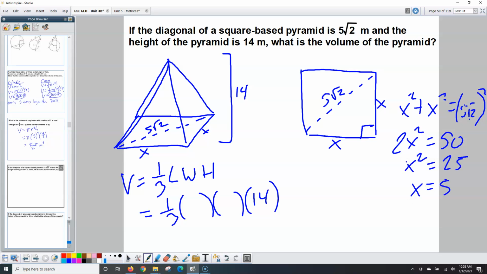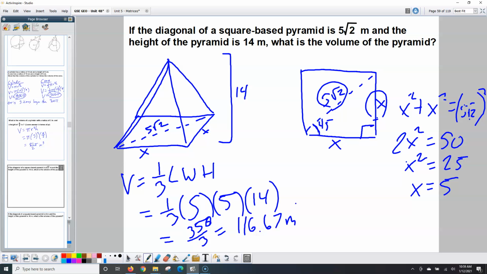x equals 5. Another way you could go about this, since it's a square and you cut a diagonal, that would be 45 degrees. You could do sine, cosine, tangent if you wanted to. You could say sine is opposite over hypotenuse. Sine of 45 equals x over 5 square root of 2, if you felt better about that than the Pythagorean Theorem. Anyways, I got x equals 5. So if the length is 5 and the width is 5, I can punch all that into my calculator, and it'll give me 350 over 3, which is 116.67 cubic meters.